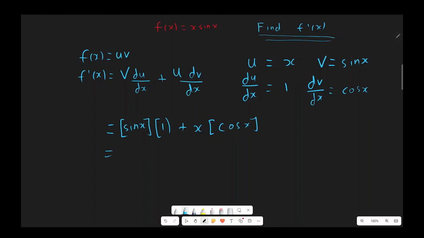And now let's reduce this. Sine x by 1 is just sine x plus x cos x. And there we have it. That's our solution, and that's it for the video.